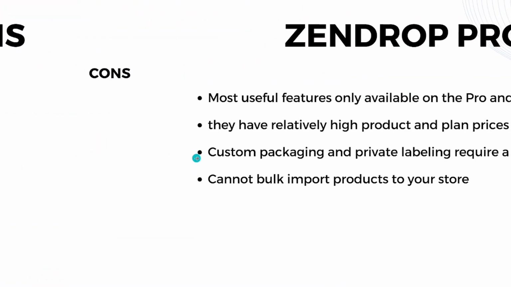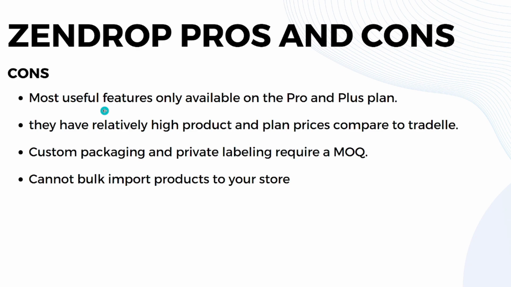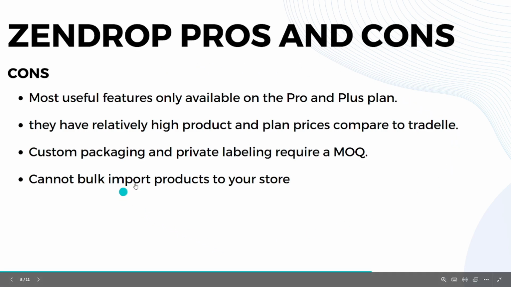And when it comes to cons, Zendrop's most useful features are only available on the Pro and Plus plans. So you definitely need to purchase a premium plan. And also, they have relatively high product and plan prices compared to Tradle. So we all know that. And also, custom packaging and private labeling require MOQ. And lastly, users cannot bulk import products to their stores. So yeah, that's it for the Zendrop and Tradle pros and cons.